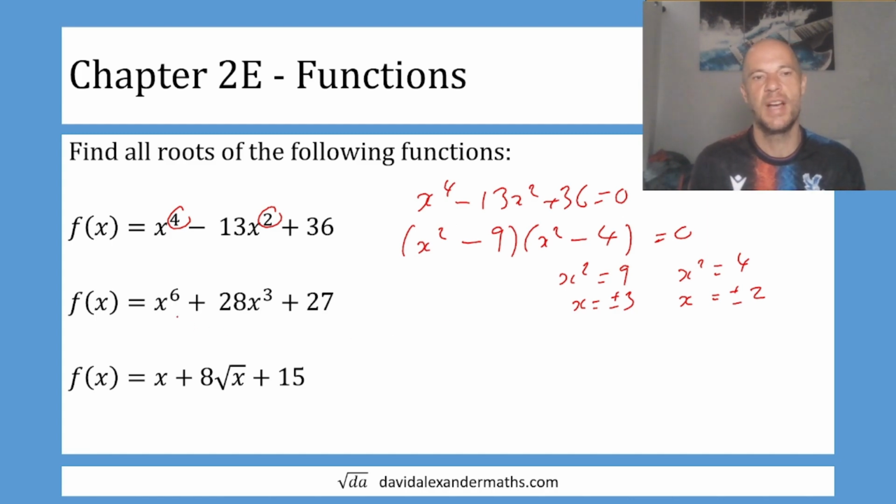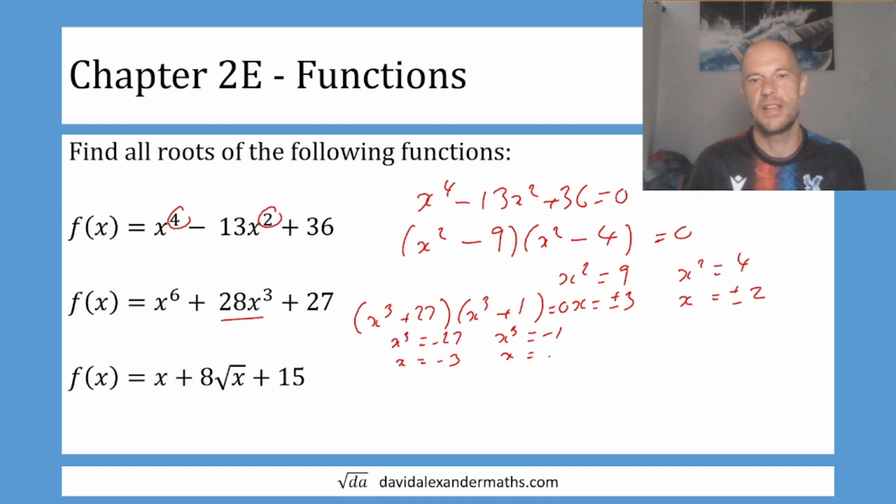So here's another example. x to the 6 plus 28x cubed plus 27, another disguised quadratic, so that's x cubed and an x cubed. That will give me the x to the 6 and will also give me a certain number of x cubeds. Factors of 27, 27 and 1, so (x cubed plus 27)(x cubed plus 1) equals 0, in which case x cubed is negative 27 and x cubed is negative 1, meaning that x is minus 3 and x is minus 1. Only two roots there.